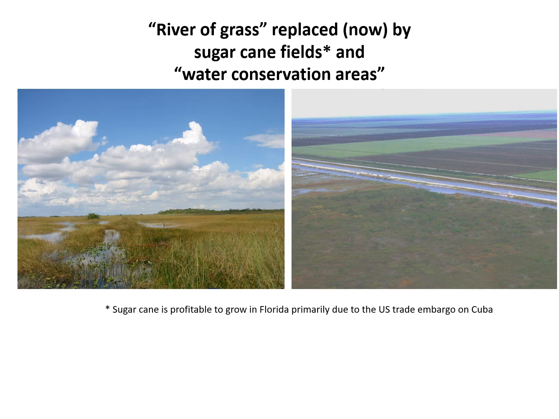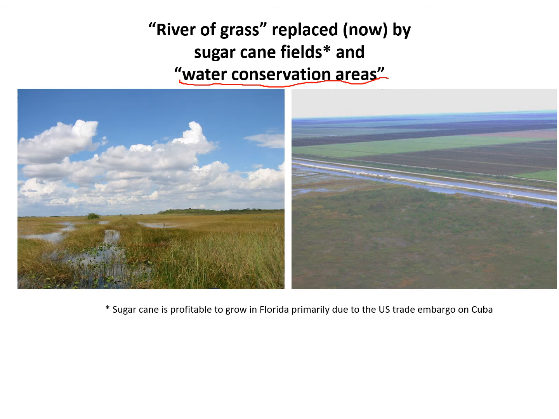So now that giant ecosystem, the river of grass, that very unique area, was replaced by sugarcane fields. In fact, just south of Lake Okeechobee are the largest sugarcane fields in the United States. And other than sugarcane fields, there are just huge areas called water conservation areas, areas where they don't really do anything. They just let water accumulate there. It's kind of like a reservoir.